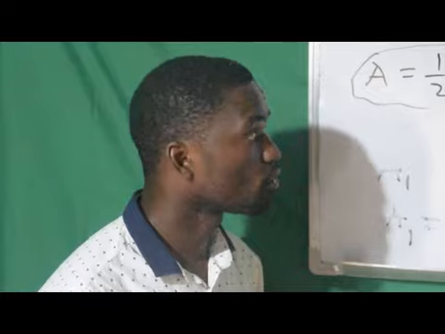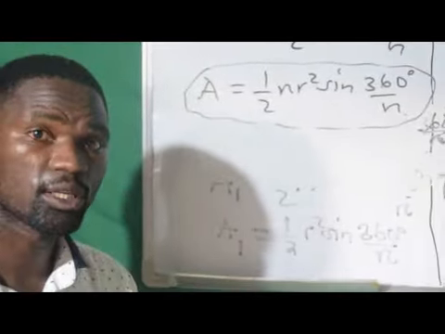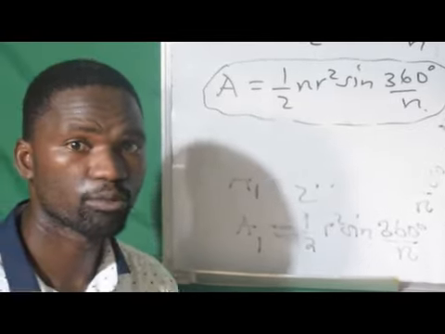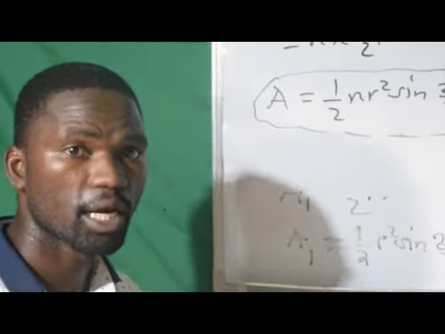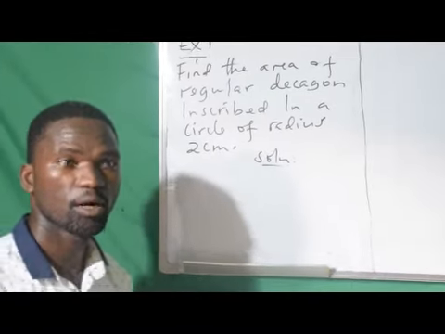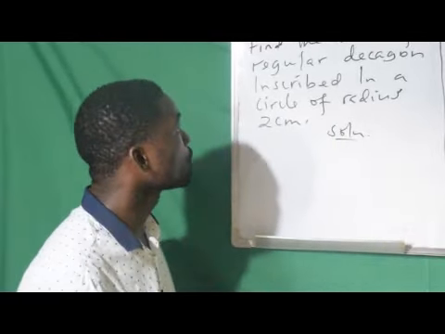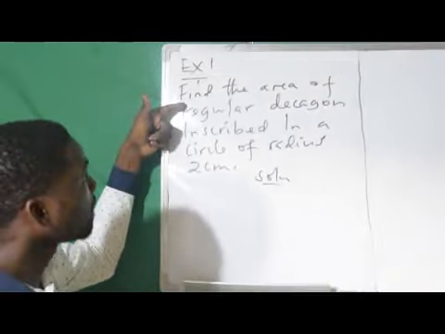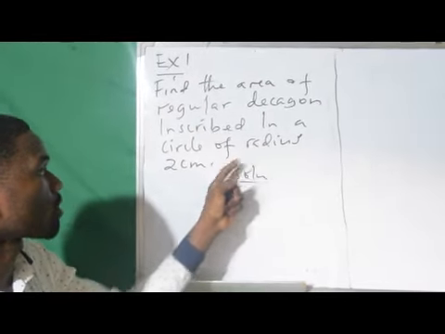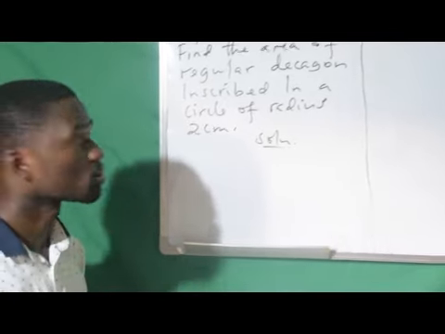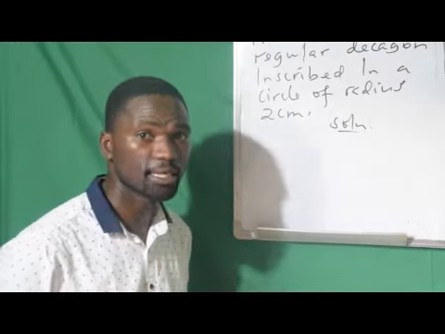So thank you for your attention for that. Now let's continue with doing a couple of examples for you to make sure that you understand how you can apply this formula. Alright, thank you. The calculation of area of regular polygon inscribed in a circle. Here you have an example: find the area of a regular decagon inscribed in a circle of radius 2 centimeters. As long as you know the formula, things become easier in terms of calculation.